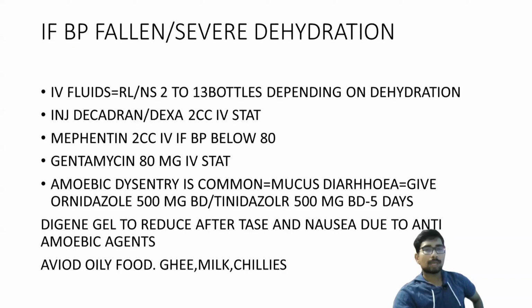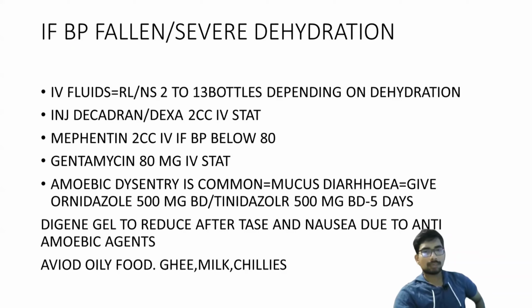If BP has fallen or in severe dehydration, give IV fluids, RL or NS, 2 to 3 bottles depending on the dehydration. Injection Dexamethasone 2 cc IV start. Mephentermine 2 cc IV if BP is below 80 millimeters of mercury. Gentamicin 80 mg can be given if we suspect sepsis.